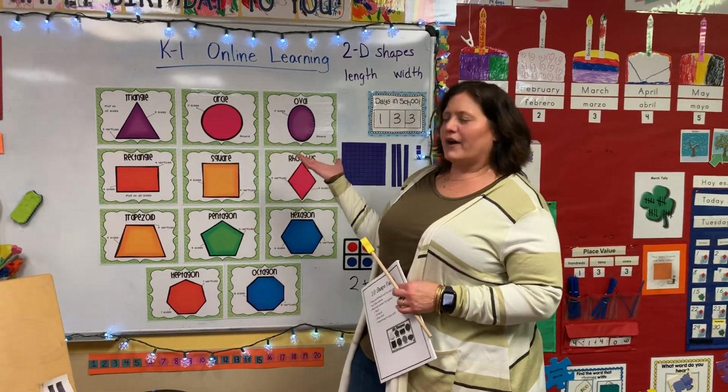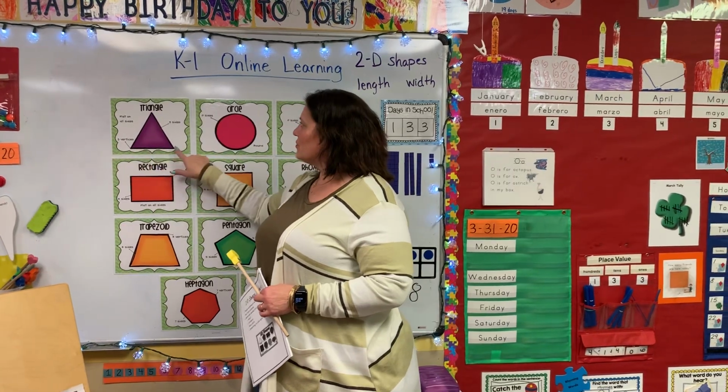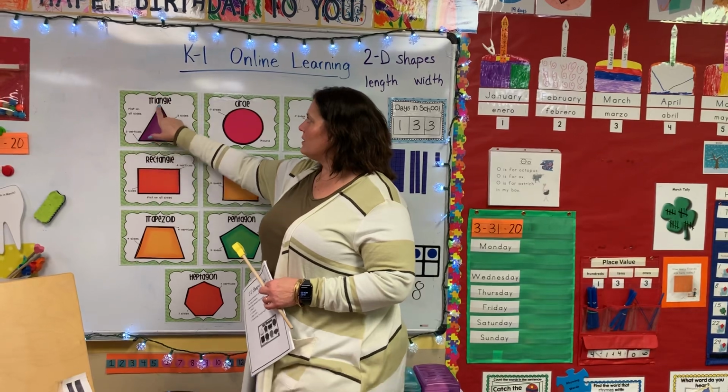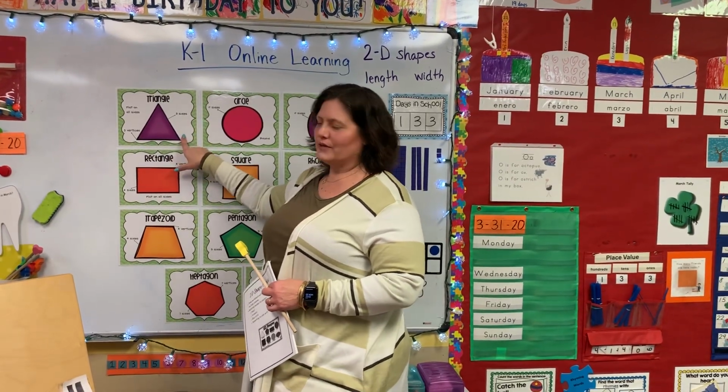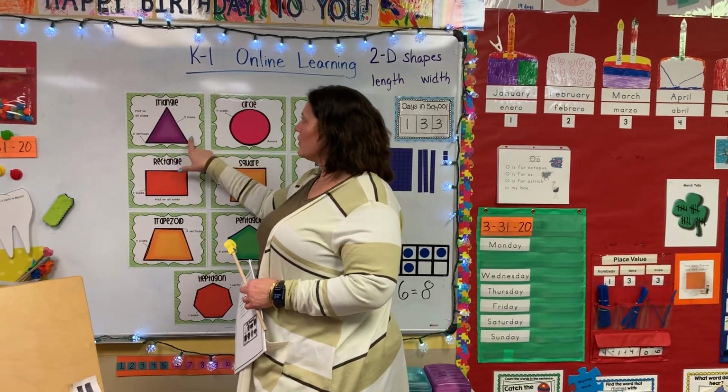Let's start first with the triangle, the one we know that has how many sides? 1, 2, 3. So it has 3 sides, and then we've been calling them corners, but a big math word, I'm going to teach you that too, is vertices. So there's 3 vertices, which are 3 corners.